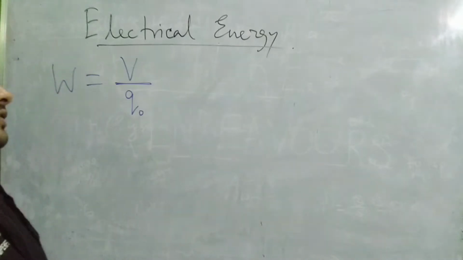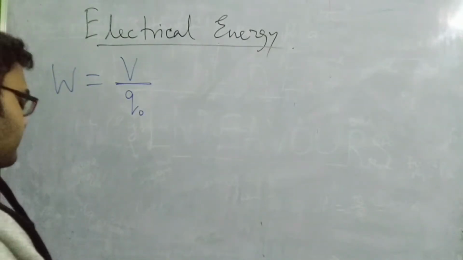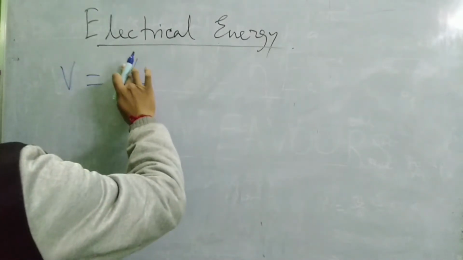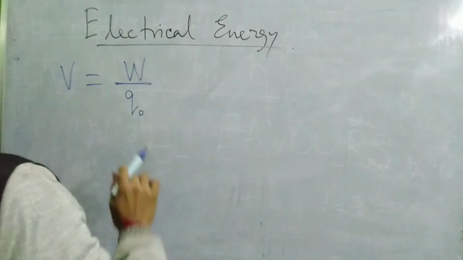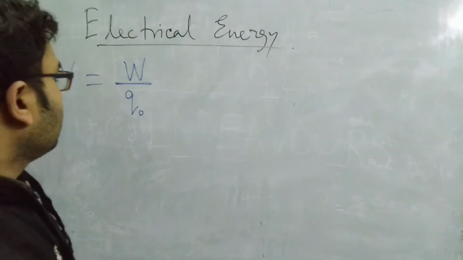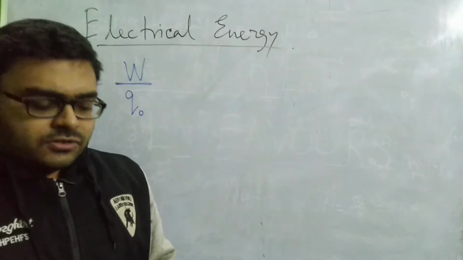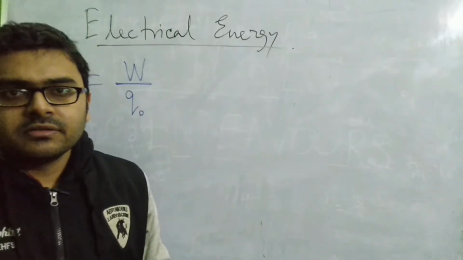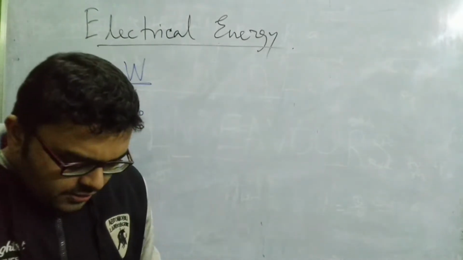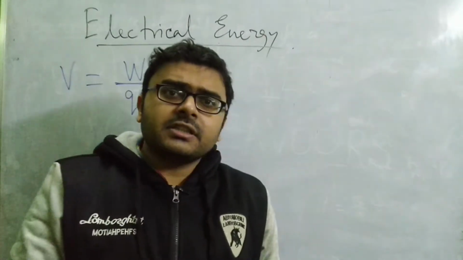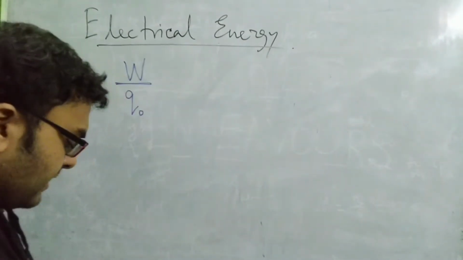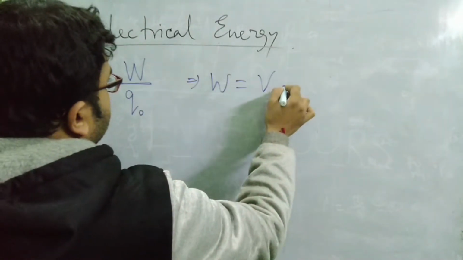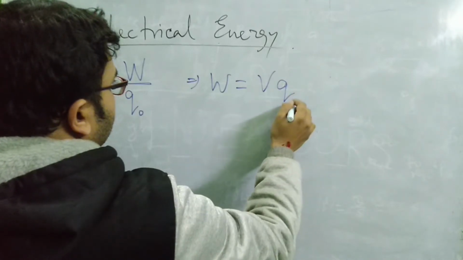Okay. So with this knowledge, you can say that, have I written it correct? I don't think so. There is a slight mistake. So this would be V equals W by Q naught, isn't it? Okay. So please rectify the mistake. V is equal to W by Q naught. Potential equals work done by charge. Okay. So from this mathematical relation, can you say that then W is equal to V into Q, or rather Q naught.